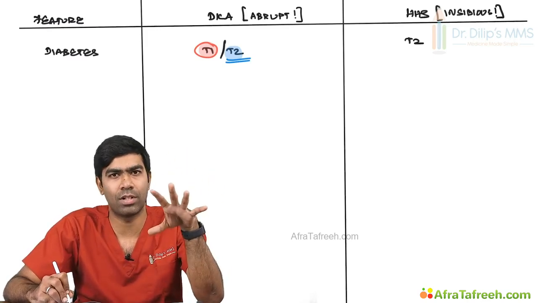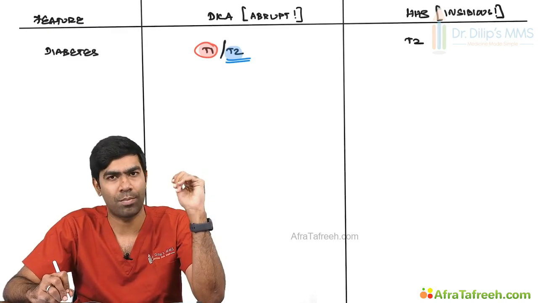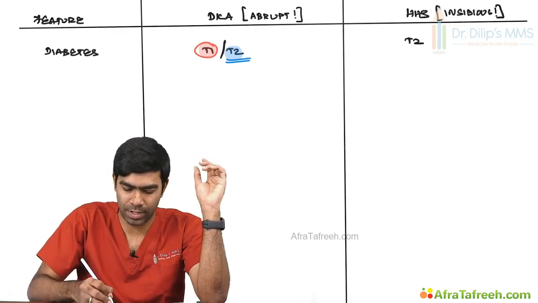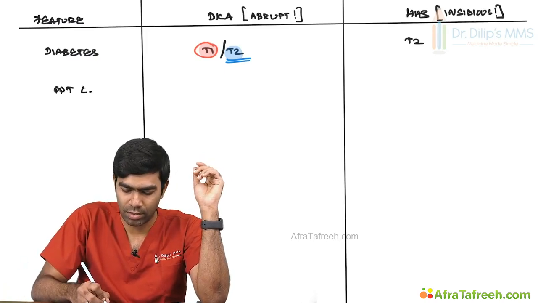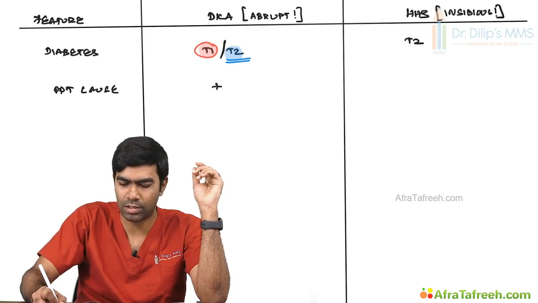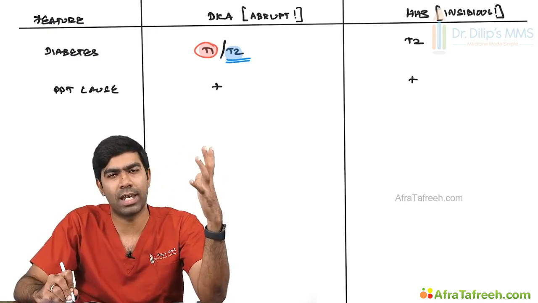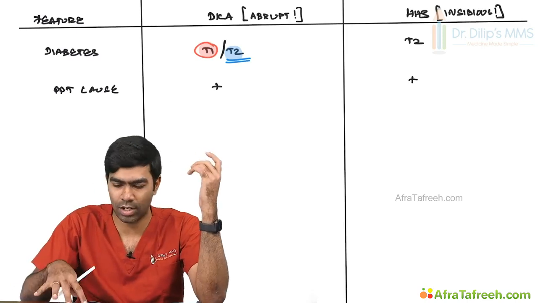So definitely some insulin present is not a feature of type 1 at all. So it must be a type 2 diabetes mellitus. And will there be any precipitating cause? There is no difference in that. Precipitating cause can be seen in both DKA as well as HHS, like infection and surgery. So that's not a difference.